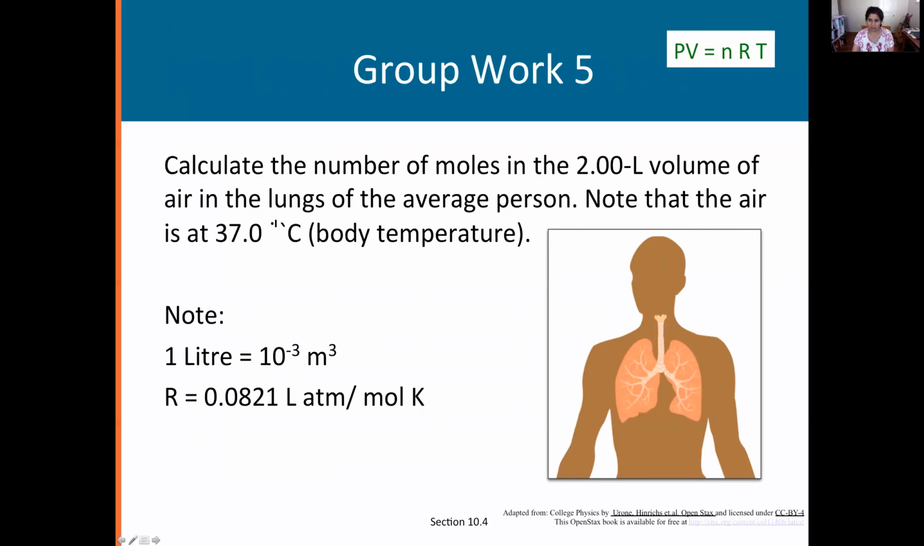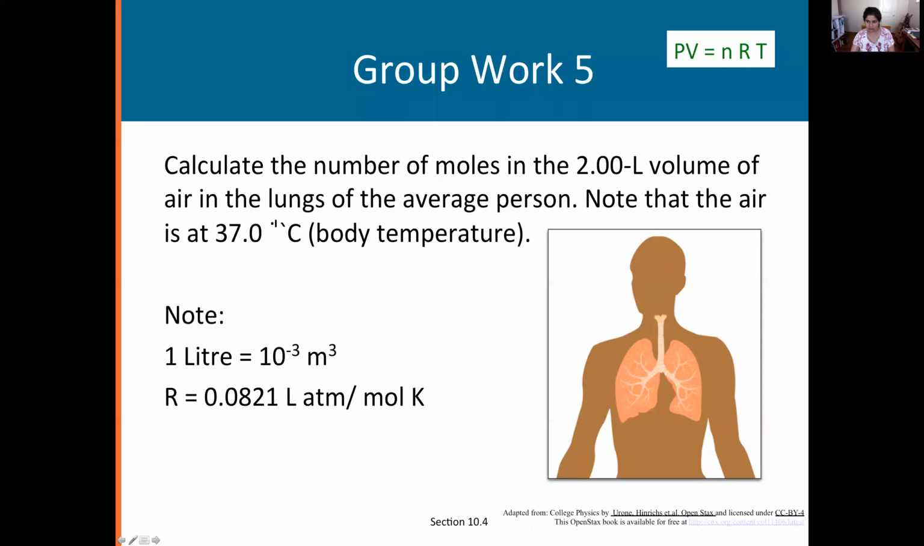So let's do a simple problem on this. Calculate the number of moles in a 2-liter volume of air in the lungs of an average person. So here are the lungs, they are 2 liters. Note that the air is at 37 degrees Celsius, which is body temperature. Okay, so we are given this value of R. We're going to use PV equals nRT.